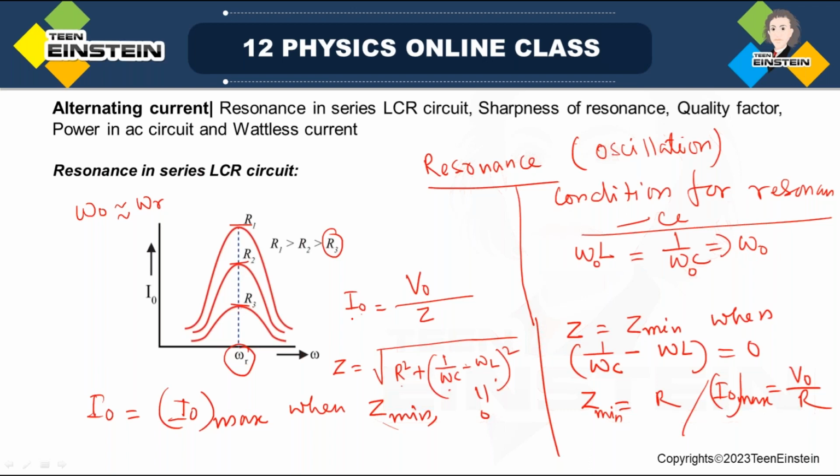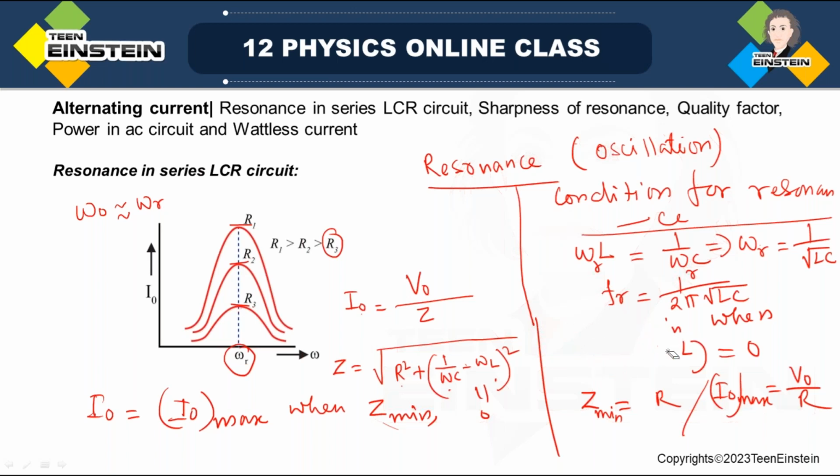Let us just keep uniformity. So this is omega R. Omega R is equal to 1 over root over LC. So this is the condition. And if we want to go with linear frequency, FR will be 1 over 2 pi root over LC. So this is the condition for resonance.